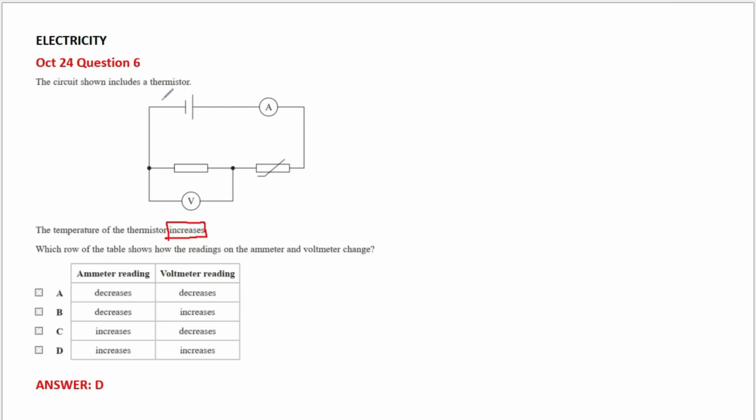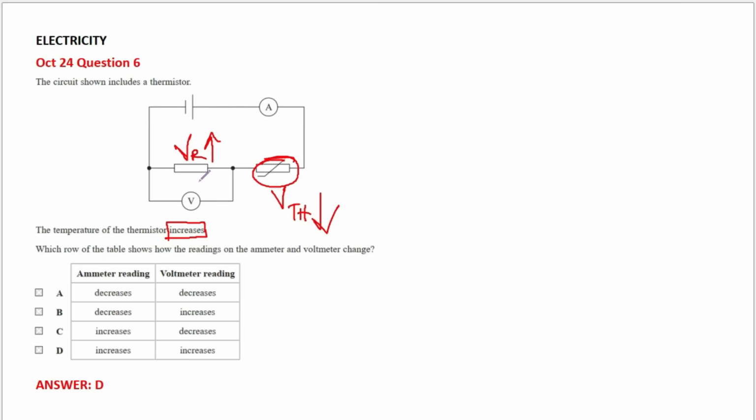And to keep the total EMF constant, if the PD across the thermistor, voltage across thermistor decreases, to keep the EMF constant, the voltage across the resistor should increase. And since the voltmeter is connected across this, the voltmeter reading should increase.